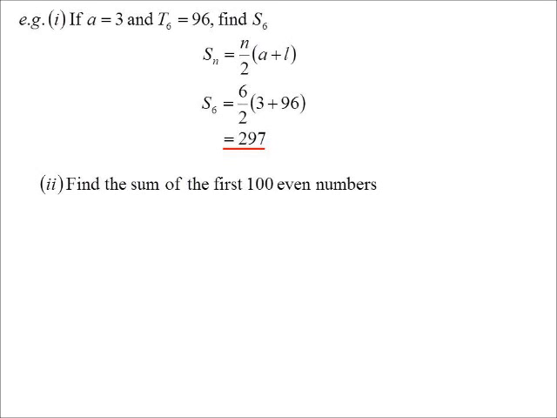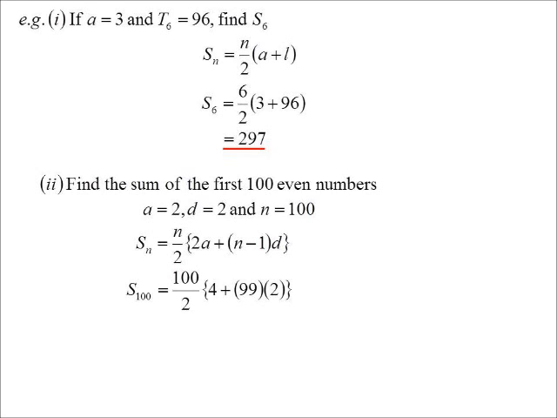Okay? So in this case, I'm going to say, well, look, I know the first term is 2. The common difference would also be 2, because it's going up by 2s. And I know there's 100 of them. Oh, I know a, I know d, I know n. I can use the other formula, n on 2, 2a plus (n minus 1)d. Substitute into that, and eventually, a little bit of maths, of course, there it is, 10,100.